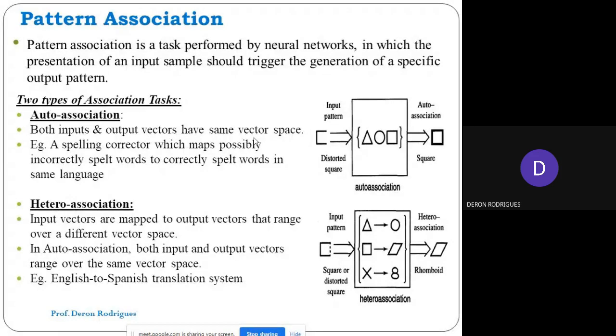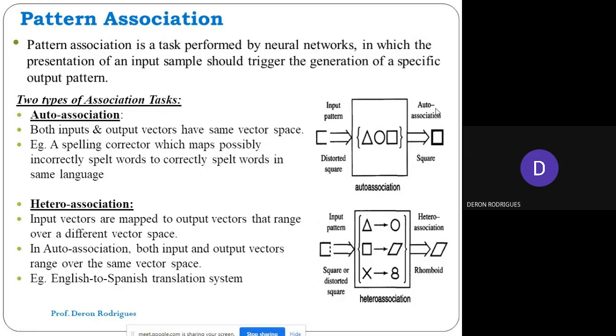Then why are we doing this? Because our main aim is to handle distorted figures. I store the main figures in the memory, and then I give the distorted figures. So I give a distorted square, and I should get a proper square. When I give a distorted triangle, I should get a proper triangle.